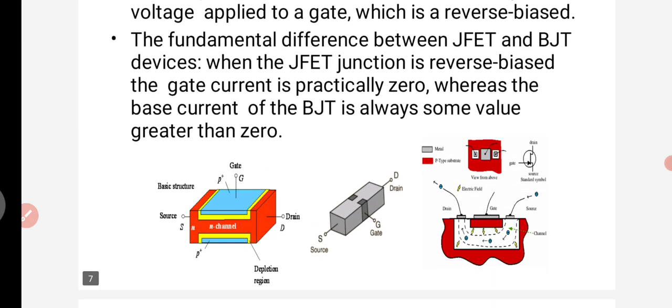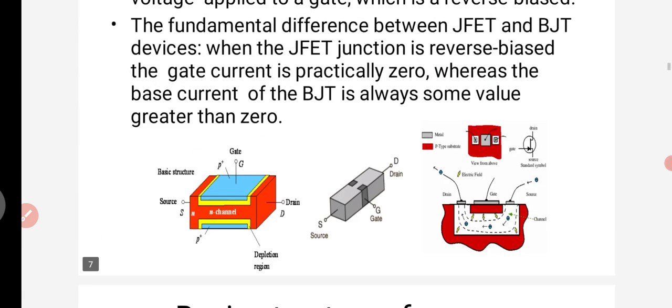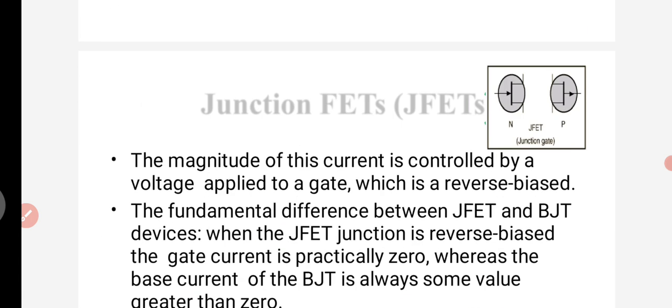We already learned about the basic structure and the symbol of a FET. So these are the differences between JFET and BJT. JFET is also called a unipolar transistor because the conduction is due to majority carriers only. But in case of BJT, the conduction is due to both majority and minority carriers. That's why BJT is called a bipolar junction transistor, and FET is called a unipolar transistor.